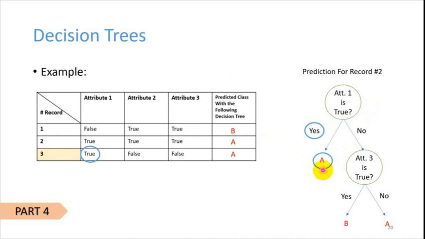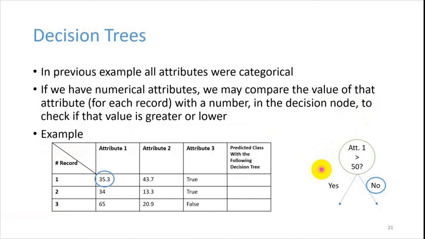A. Those were categorical attributes. If we have numerical attributes, we can have a splitting point like here, 50, and we can check if the value in that attribute is greater or less than this splitting point. If it was greater, we go to the yes branch, otherwise we go to the no branch.